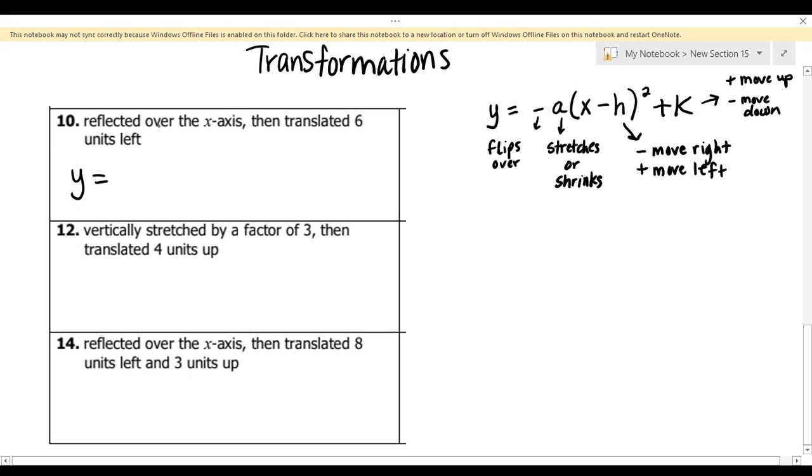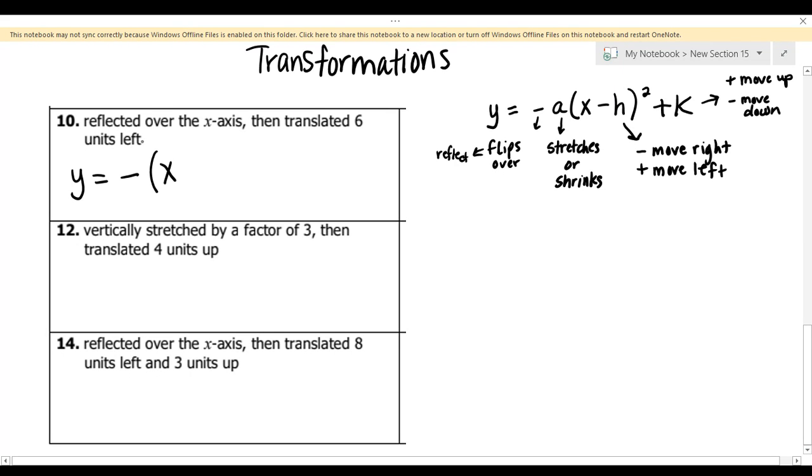Then it says reflected over the x-axis. Well, we know a reflection is the same as a flip. I'll write that word here too, reflect. So that means it's going to start with a negative. It's translated 6 units left. So that means it doesn't stretch or shrink, so we don't need an a. We can put the parentheses instead.